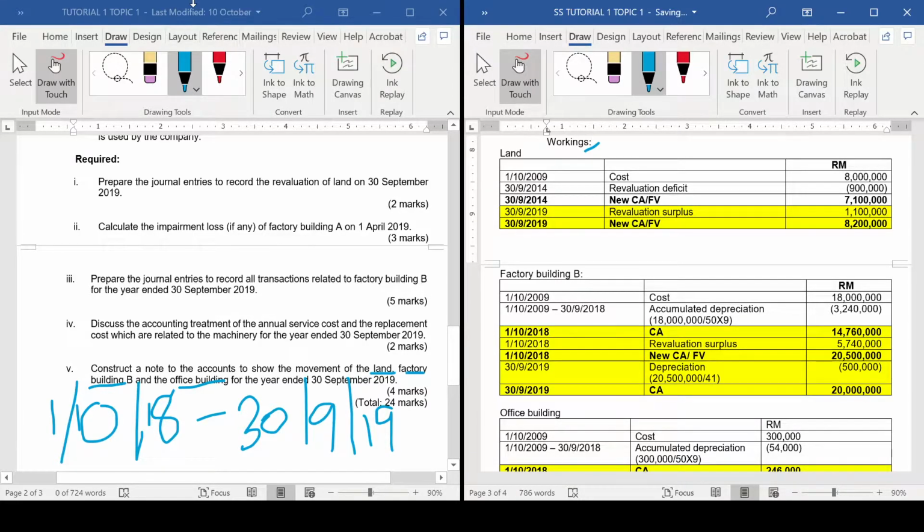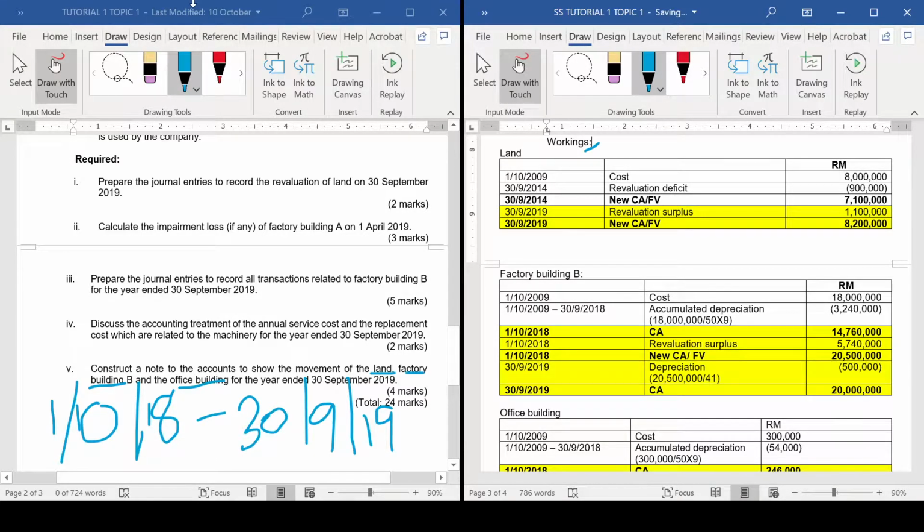All right, land is a non-depreciable asset, while factory building B and office building are depreciable asset, meaning that we have to provide for depreciation when we calculate the carrying amount. Meanwhile, for land, the cost will be the carrying amount for every year, but the cost will change if there is any revaluation to the land, depending on the fair value of land.